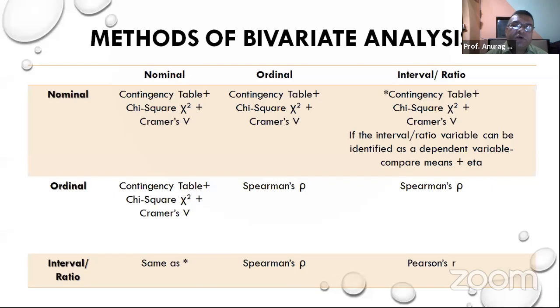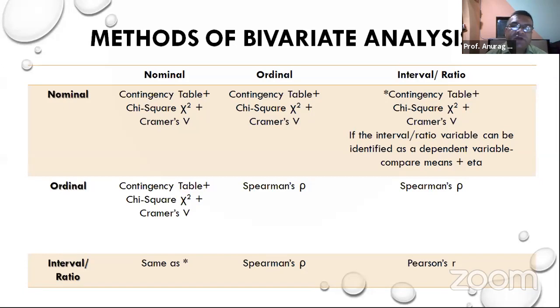Similarly, you see row number 1 and column number 3, which pertains to nominal versus interval and ratio data. Here, you can basically use contingency tables, chi-square, Cramer's V, and if the interval ratio variable can be identified as a dependent variable, you can use ANOVA, that means you can use compared means, and eta. Come down to row number 2 and column number 1. This is ordinal versus nominal. We have already discussed that.